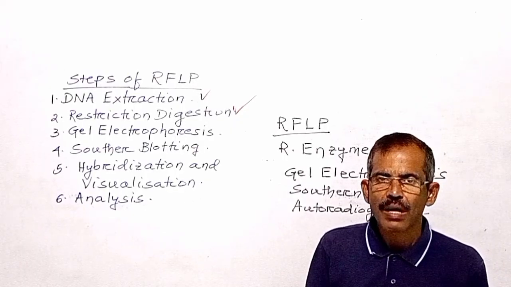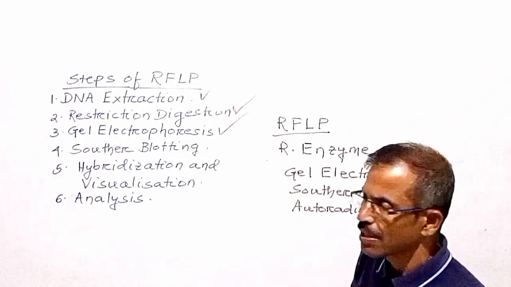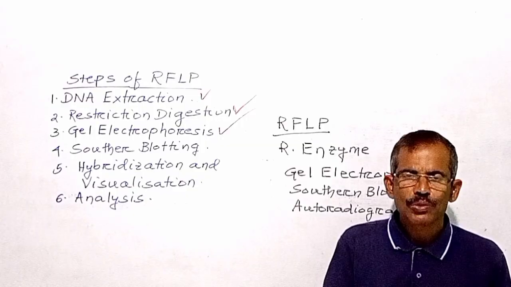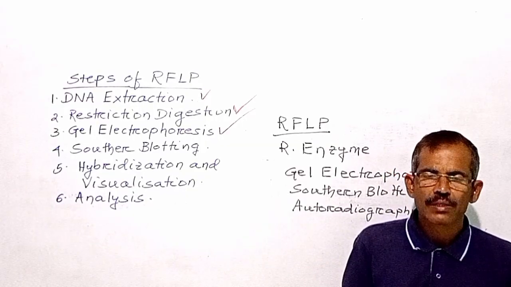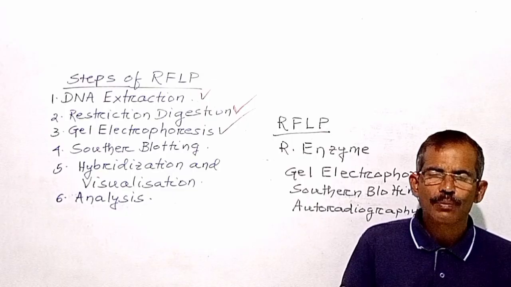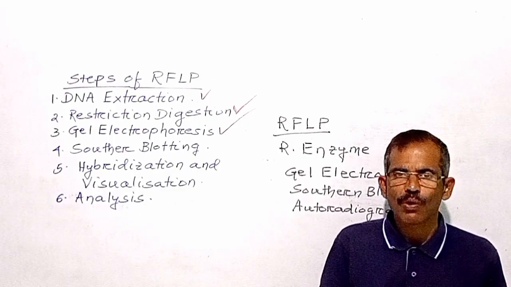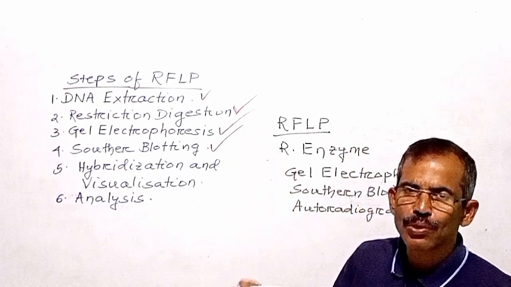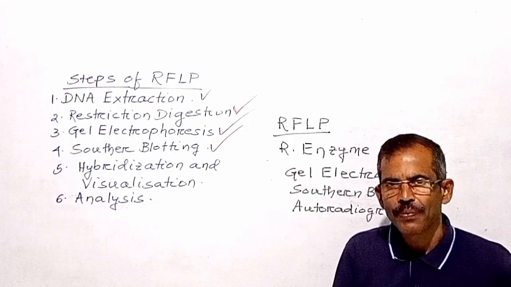The DNA fragments are then separated into distinct bands by agarose gel electrophoresis. Agarose gel electrophoresis is a technique that separates nucleic acids and proteins based on their size. After electrophoresis, the DNA fragments are transferred to a nitrocellulose filter paper by Southern blotting.